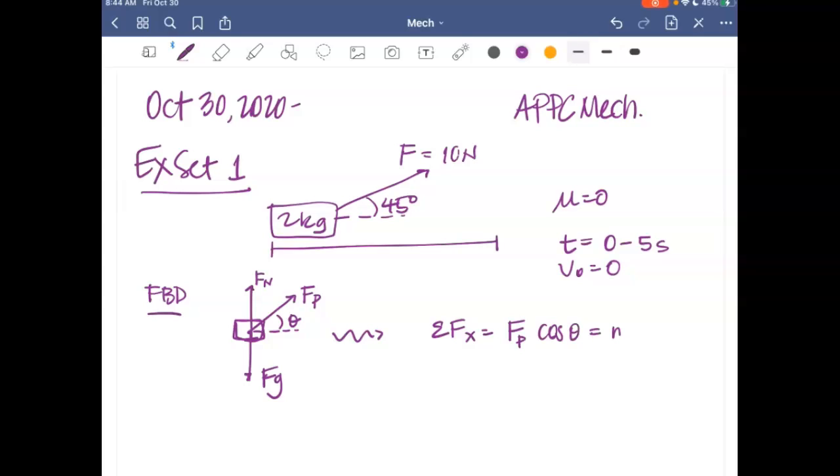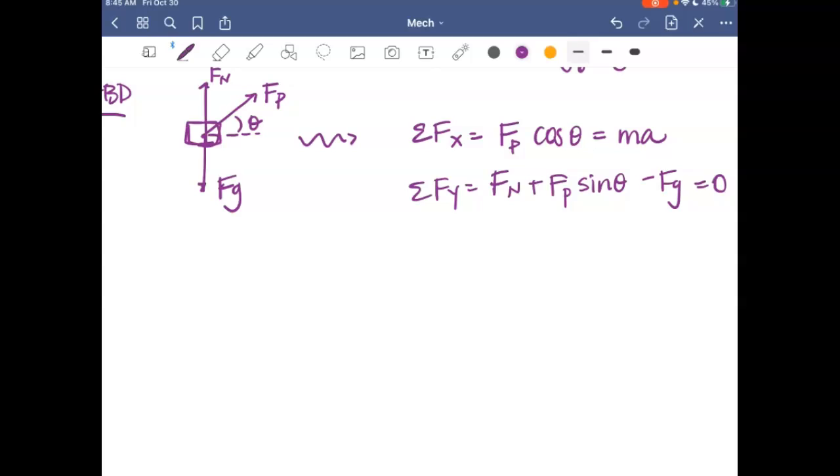The sum of the forces in the x direction would be the pull force times the cosine of the angle, and that would cause the mass to accelerate because there's no other force in the x direction to balance it. In the y direction, we have the normal force up plus a component of the pull, minus the gravitational force, and all of that equals 0. This first piece is pretty easy. What is the normal force?